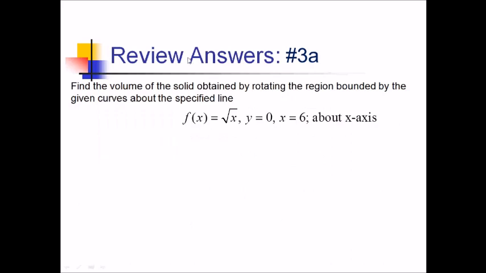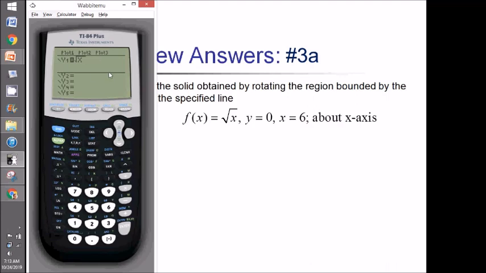On this problem, I want to find the volume of the solid obtained by rotating the region between these curves about the x-axis. Let me just graph this out to see what I'm looking at. So I've got the square root of x in my y equals. Let me zoom 6 that. And let me also graph this vertical line, which I can do by going to second program, which gives me the draw menu. Vertical is option 4. And then just put in the x value, so x equals 6. And there's a picture of what we're trying to revolve.